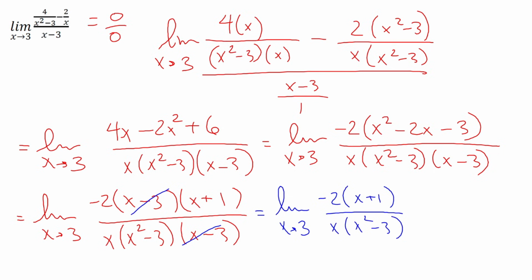And now we should just be able to plug this in. We have negative 2 times 4, which is negative 8, over 3 times 9 minus 3, so 3 times 6, which should be 18. Well, negative 8 over 18 should be both divisible by 2, so negative 4 over 9.